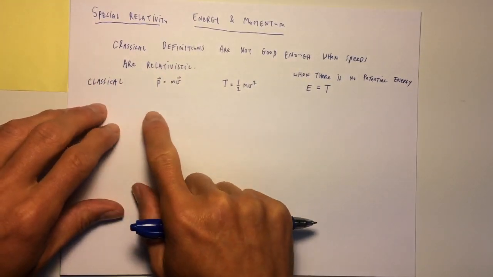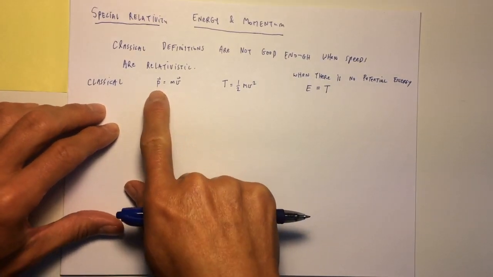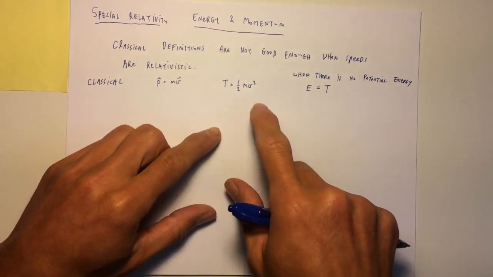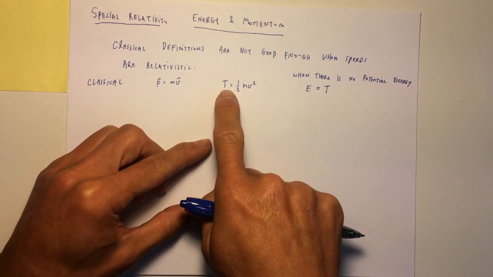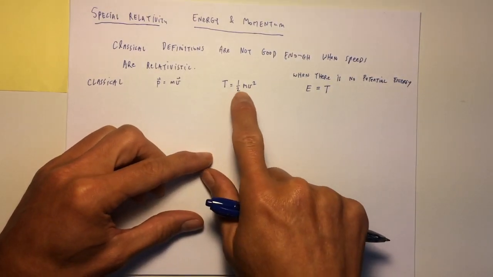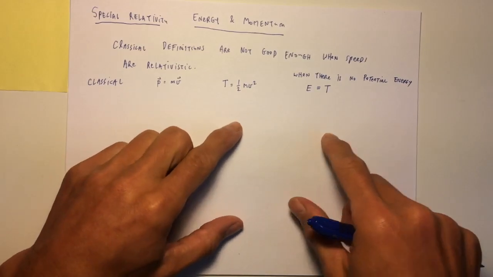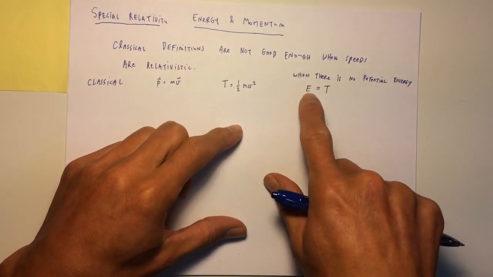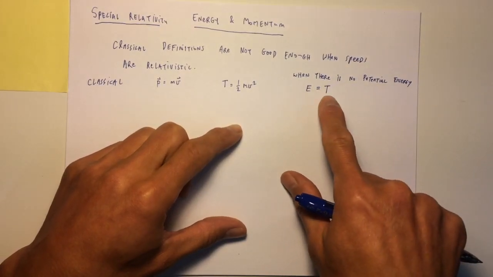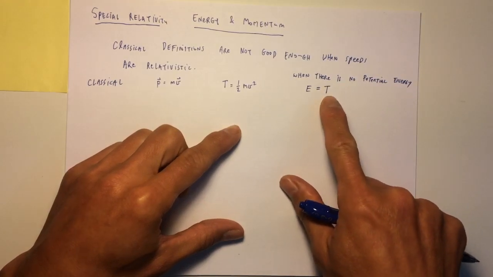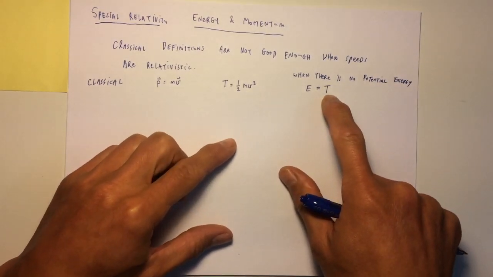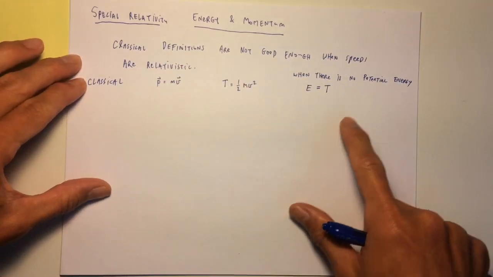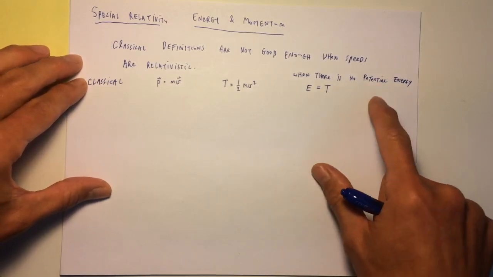So the classical definitions are simply that the momentum vector is the mass of the object times the velocity vector, and the kinetic energy, which is a scalar quantity, right? It's not a vector, is 1/2 mv squared. And then when there is no potential energy to talk about, the total energy is just simply equal to the kinetic energy, the motion of mass energy, right? And when I am talking about relativity right now, we're not going to have a potential energy.